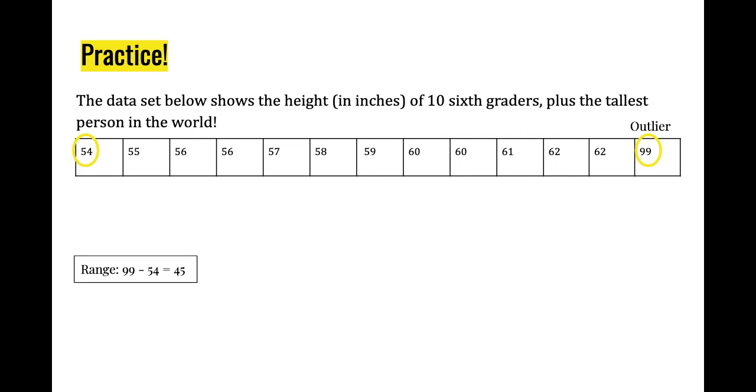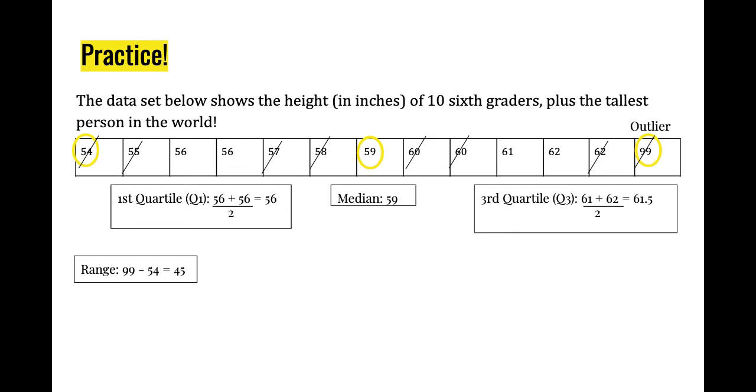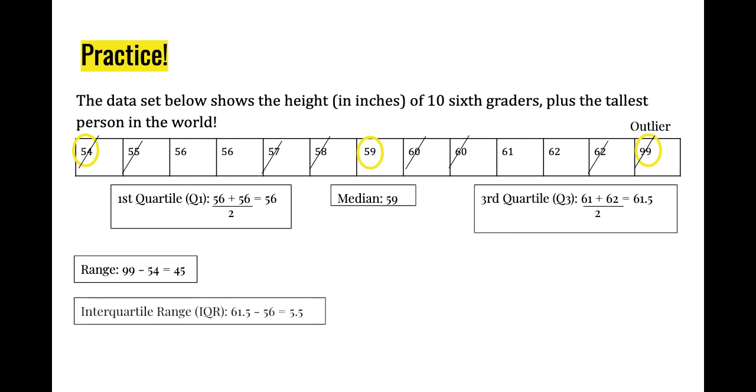So let's find the IQR. First, I identify the median. Then I'm going to find the middle of the first half of the data set. If I just have one median point, I'm not going to include that when I find the middle of the first half. Here I can see that the middle is actually two values, so I'm going to find the average of them, and I get 56. I'll do the same thing up here. Q3 is 61.5. The interquartile range I will find by subtracting Q3 minus Q1 to get 5.5.